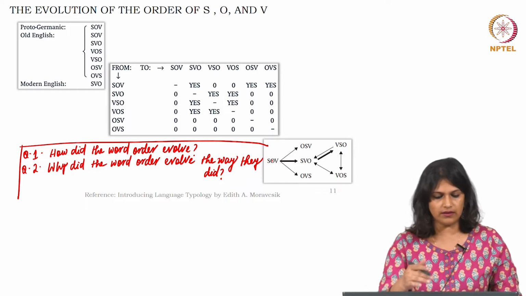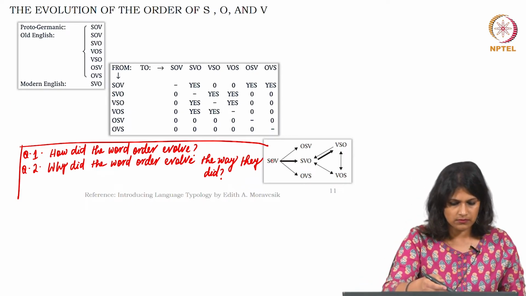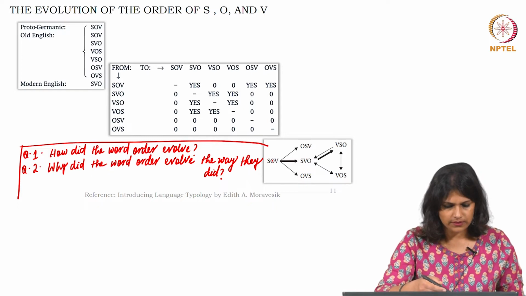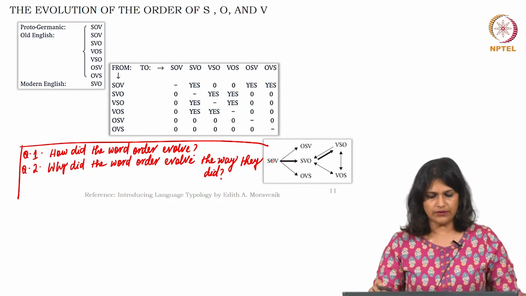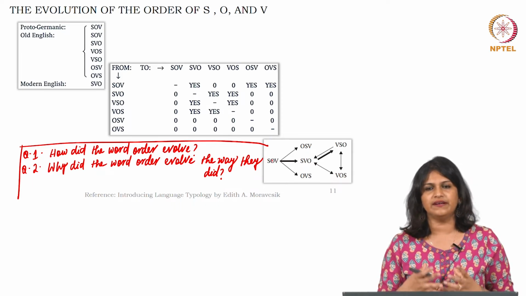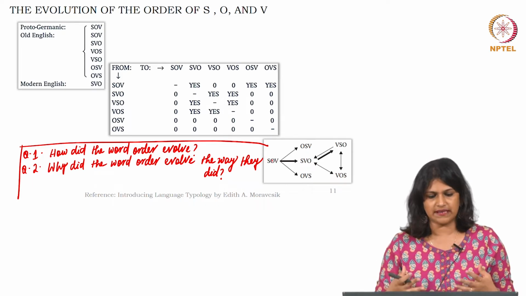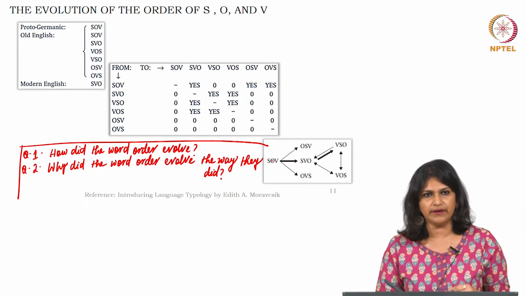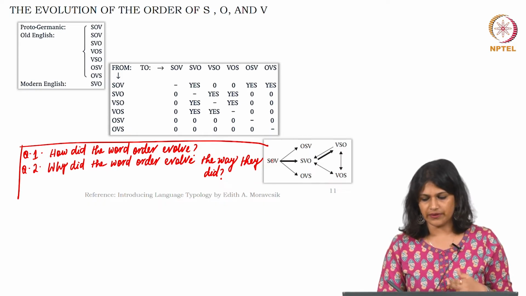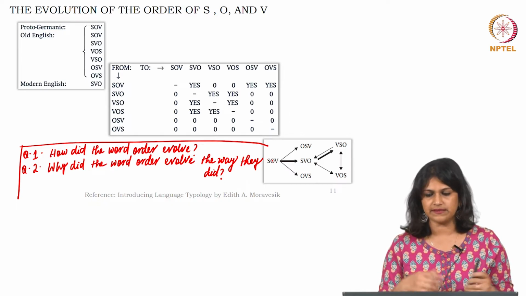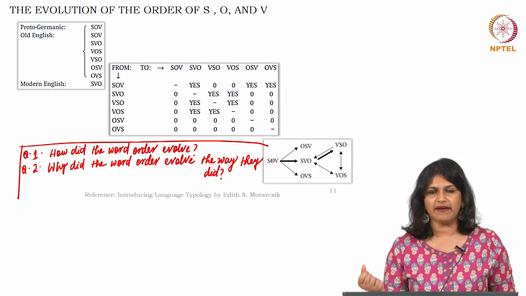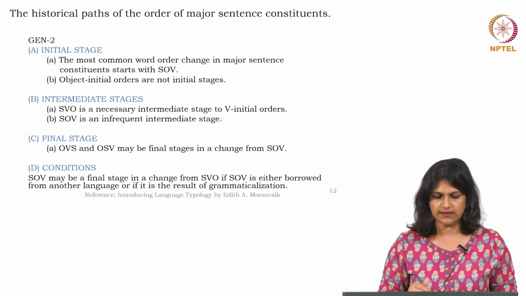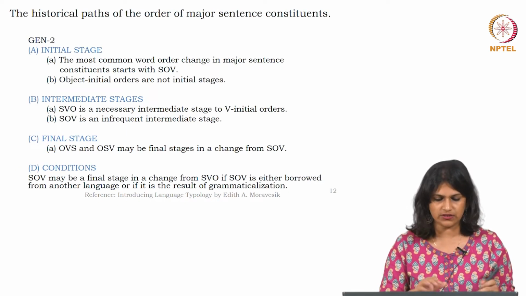And out of all the, let us say, 1, 2, 3, 4, 5, 6, 7. So, out of these 6 different kinds of word order, which ones are the most popular ones? The SOV and the SVO. And which ones are the rarest? OSV and OVS. So, why are OSV and OVS the rare ones? Because they are the end product, they are the final stage, and they do not result in derivation of anything else.